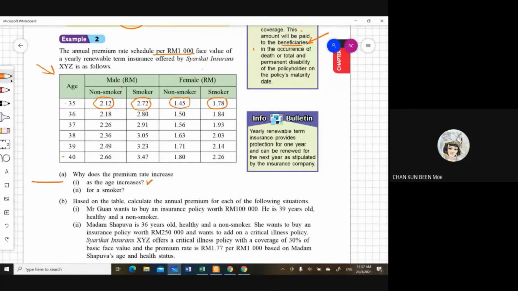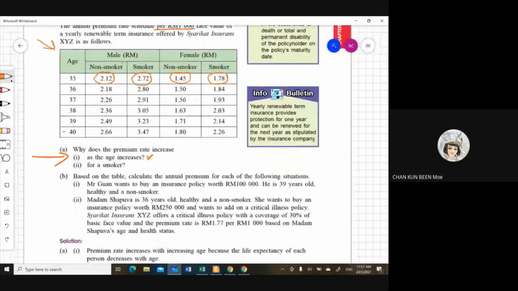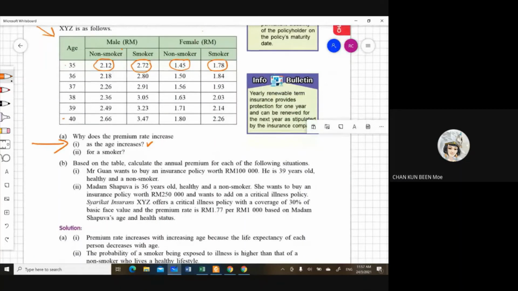So you got to know this part. Why does it increase when the age increases? When you get older, it's certain that you have more disease, right? Okay, so you can see the solution given. Premium rate increases with increasing age because the life expectancy of each person decreases with age. We won't become healthier and healthier. We are going to get more and more sickness when we are getting old. So the life expectancy of the person decreases with age.